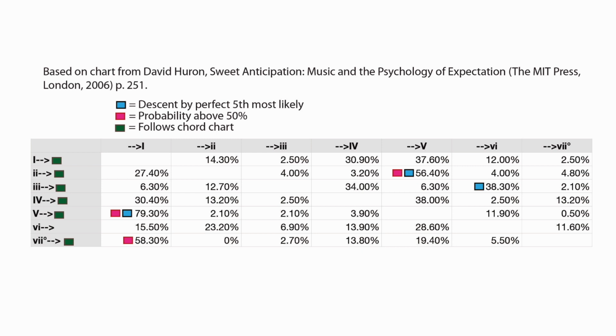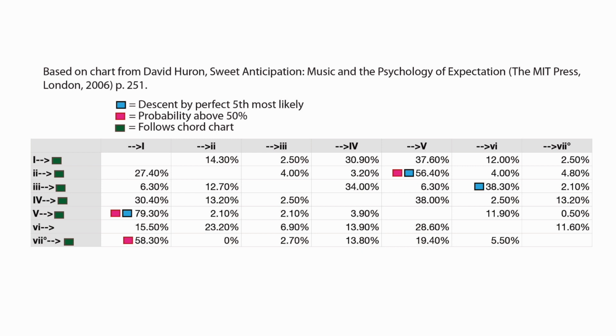Many of the prevalent progressions are weak, by which I mean that they occur less than 50% of the time. The 3 progressions that occur above 50% are 2 to 5 at 56%, 5 to 1 at 79%, and 7 diminished to 1 at 58%. This should not be surprising.